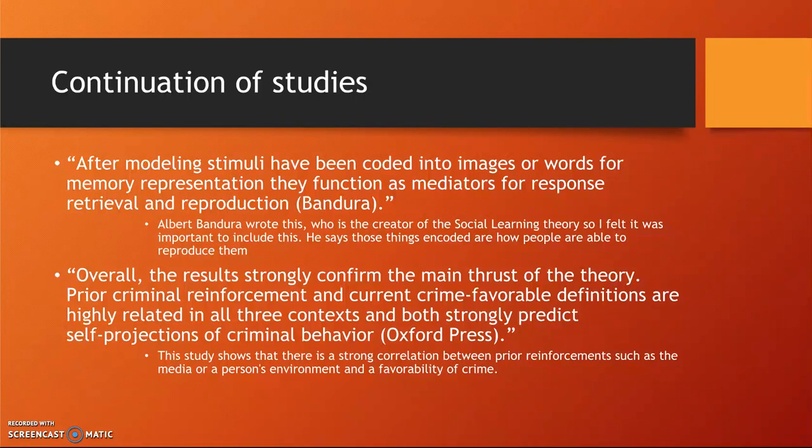Another thing is that overall, the results strongly confirm that the main thrust of the theory, prior criminal reinforcement and current crime-favorable definitions, are highly related in the 3 contexts, and both strongly predict self-projections of criminological behavior. Which sounds kind of complicated, but basically what it's saying is that the theory does support that this makes crime more favorable because you're watching other people do it as well.